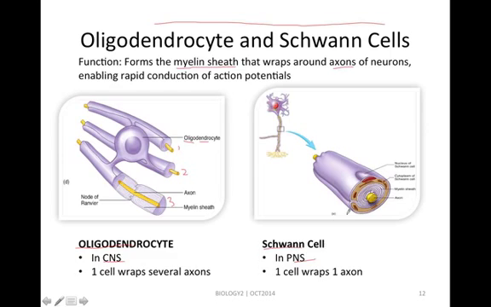The Schwann cell, on the other hand, only one Schwann cell wraps one axon. So you see here the axon and the myelin sheath produced by one Schwann cell going round and round the axon like a Swiss roll. And the parts of the neuron where you don't have the myelin sheath, these are what we call the nodes of Ranvier.